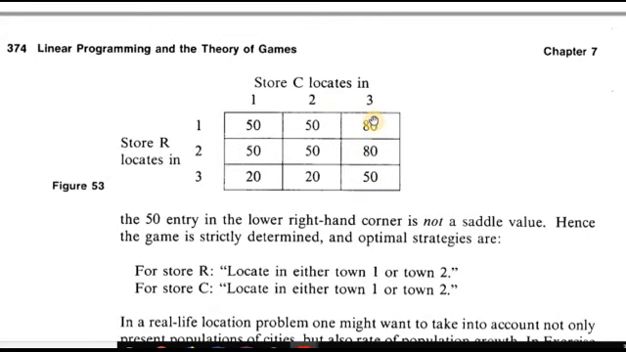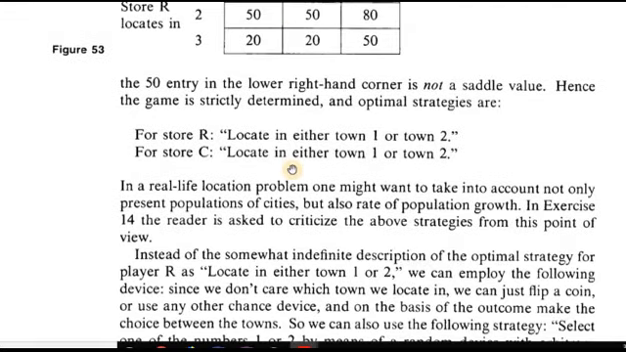Right? So it looks like store R is going to choose one of these two rows. Store C is going to choose one of these two columns. In both cases, they'll get 50. No matter which choice R makes, which choice C makes, they'll both get 50%. Right?